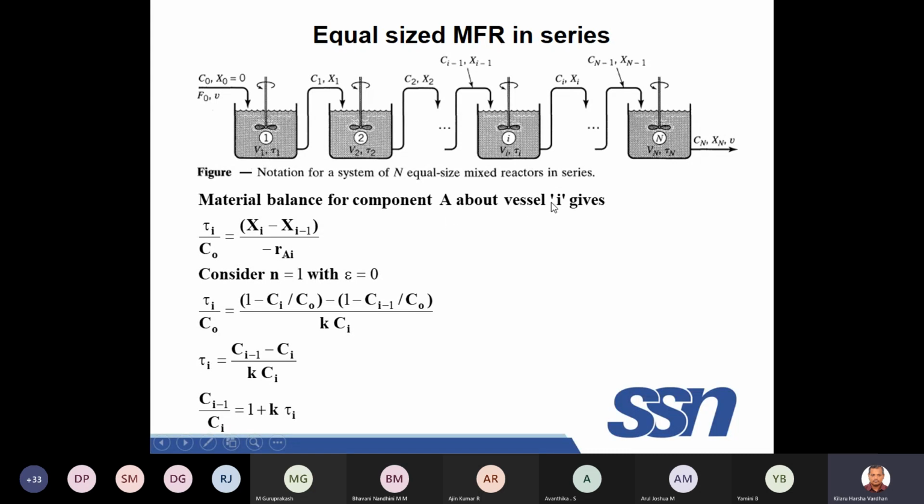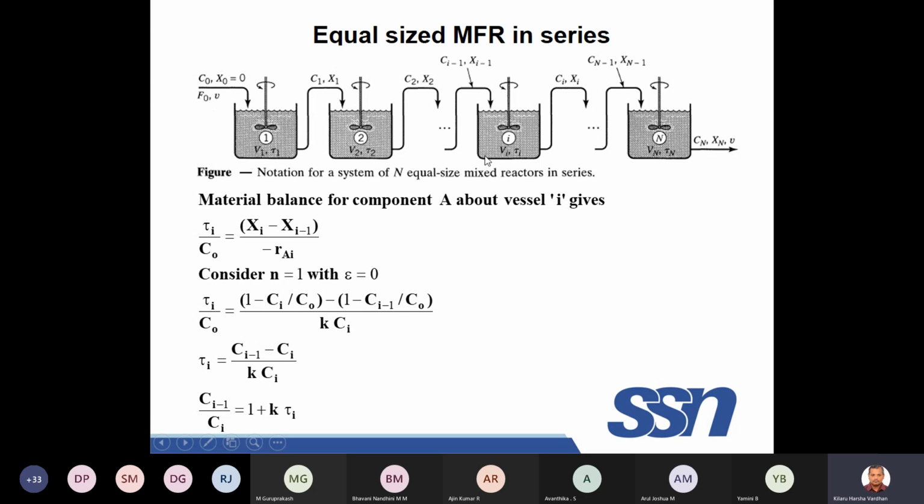The ith reactor is what you are considering. So C(i-1) by Ci is 1 plus k tau i, where i ranges from 1 to n. Based on this, you can get different values: C0 by C1, C1 by C2, and C2 by C3 is equal to 1 plus k tau 3, like that.